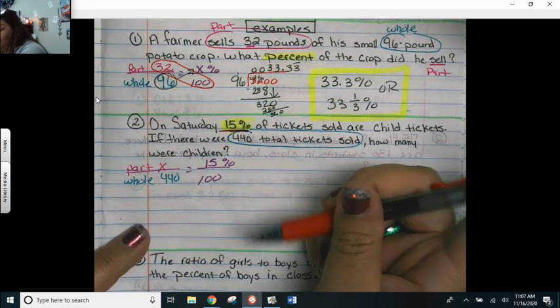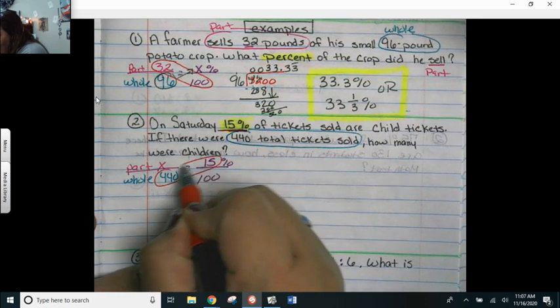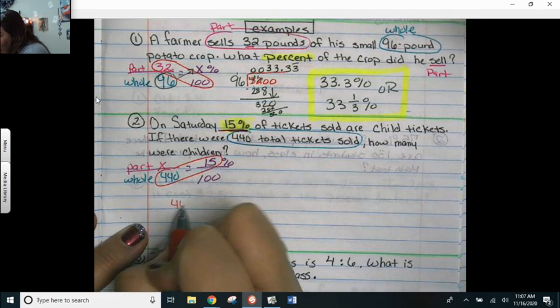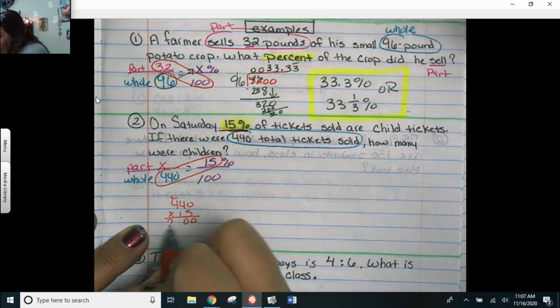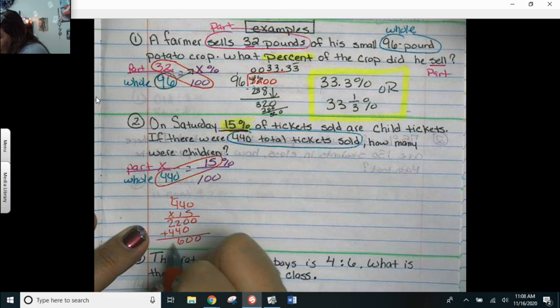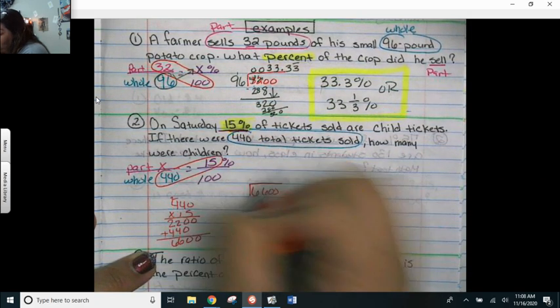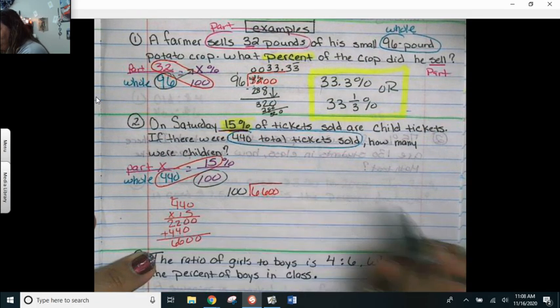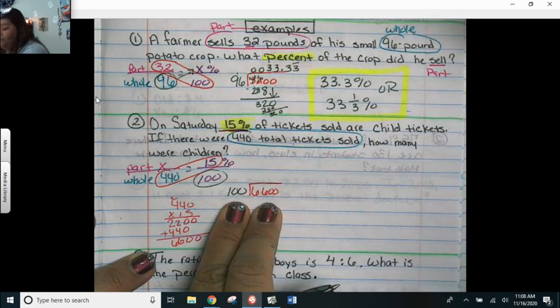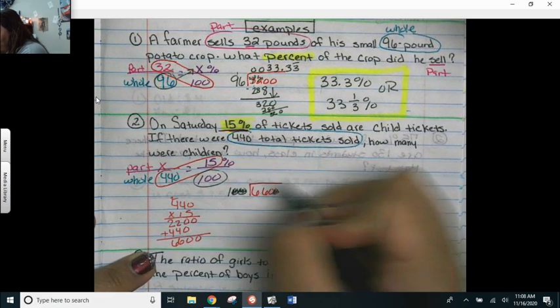Okay, so now we're going to go ahead and cross multiply and divide. So I'm going to go ahead and cross multiply 440 times 15. So I'm going to do that right here. 440 times 15. Okay, so now I have 6,600 divided by the number that's with the variable, which is the 100. We get to do the shortcut because I have zeros in both of them. So I'm going to take 1 0 here and 1 0 there.